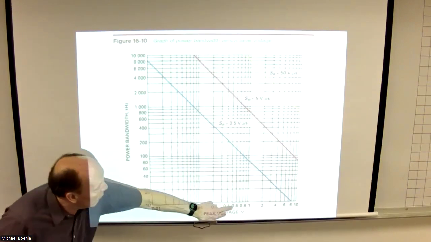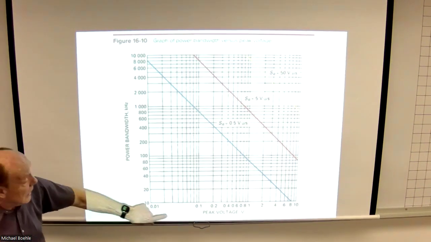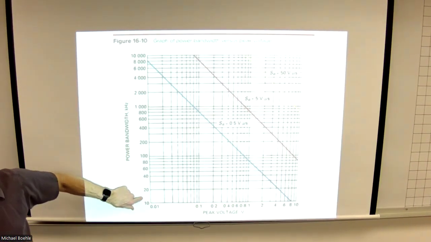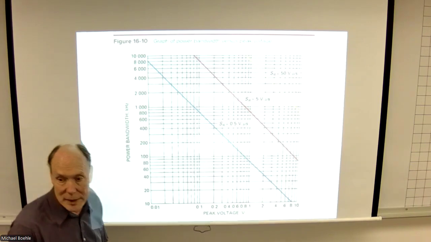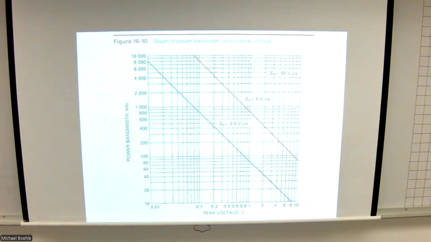So with only 1 volt, I'm limited to 80. But if I try to get 4 volts peak to peak out, now I'm down to 20 kilohertz. That's what that formula gives me. Any questions on that?